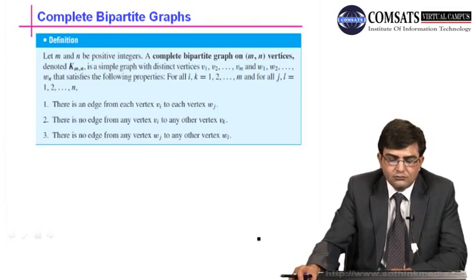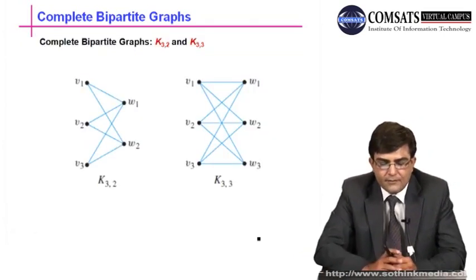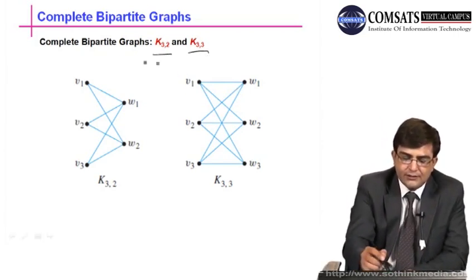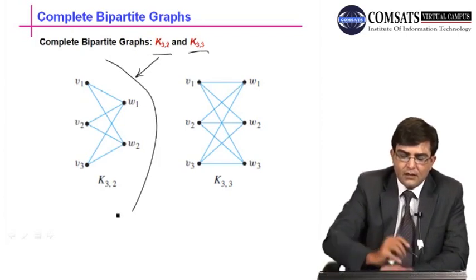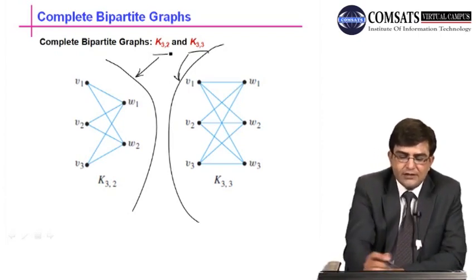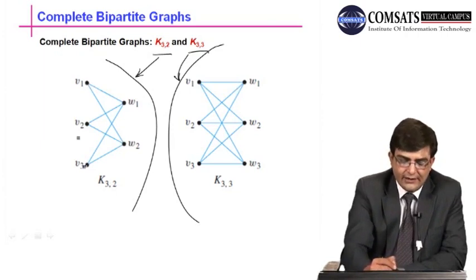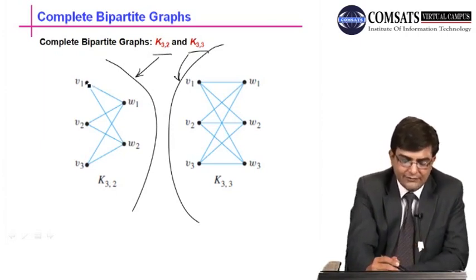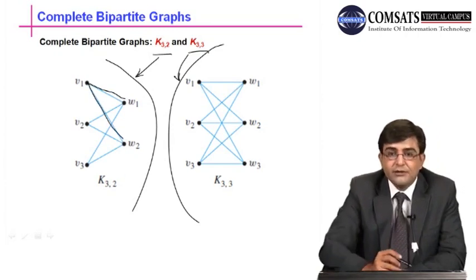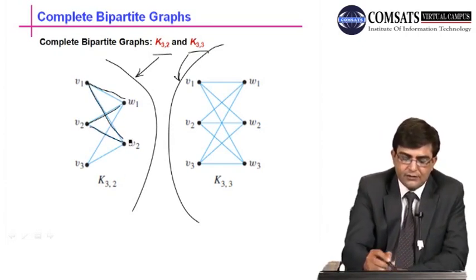So for example, these are complete bipartite graphs K32 and K33. K32 is basically this graph and K33 is basically this graph. K32 means in the first set you have 3 vertices, in the second set you have 2 vertices. So each vertex here in the first set, you can say the first column, must be connected to each vertex here. v1 must be connected to w1, v1 must be connected to w2, v2 is connected to this, v2 is this, v3 is this.